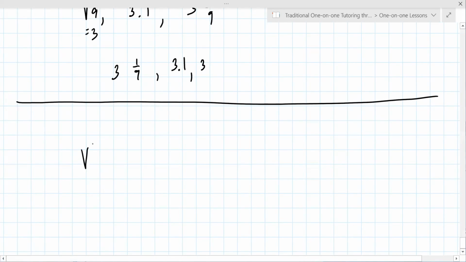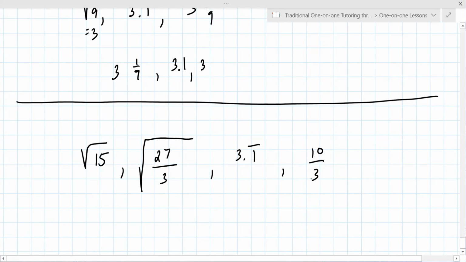All right, square root of 15, square root of 27 over 3, and 3.1 repeating, and 10/3. Okay, so 10/3 is first. You shouldn't be able to do it that quickly. You actually should have to work through each one of these. Okay.